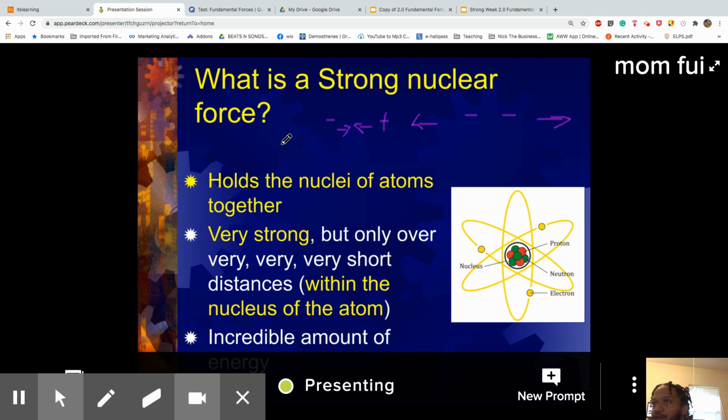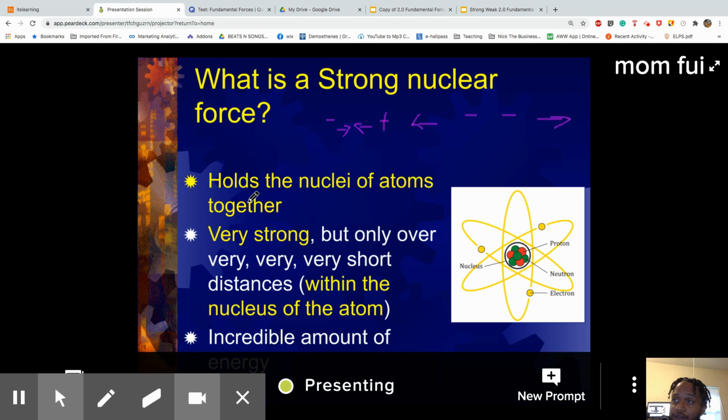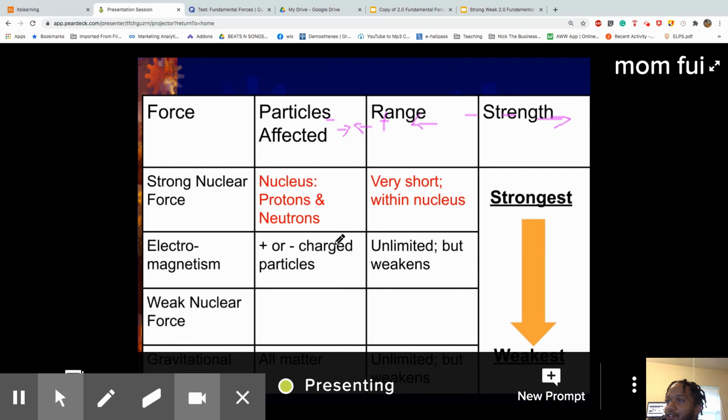So what is a strong nuclear force? First, this is holding the nuclei of atoms. Remember, we have 4 of our fundamental forces, and primarily with the strong nuclear force, this is the strongest force in the universe. This is what holds the suns together and other things of the universe. So this holds the nuclei of atoms together. It's very strong, but only over very, very short distances within the nucleus of the atom. And it has an incredible amount of energy. If you've ever heard of the nuclear bomb, which we will get to later, this is where this certain type of energy comes from.